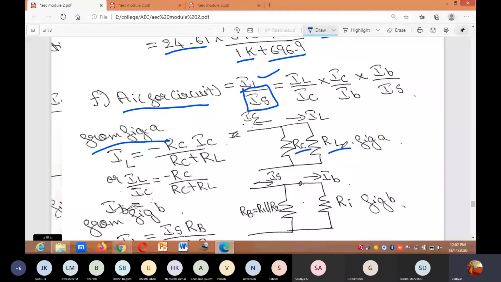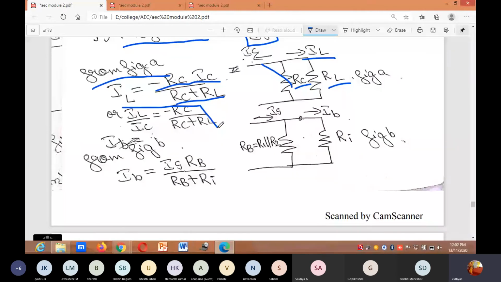From this figure we can write IL is equal to what? IL is equal to minus IC into RC divided by RC plus RL. The source current is IC, so IL is minus IC into RC divided by RC plus RL. That can be written as IL divided by IC is equal to minus RC divided by RC plus RL. This is the value of this.